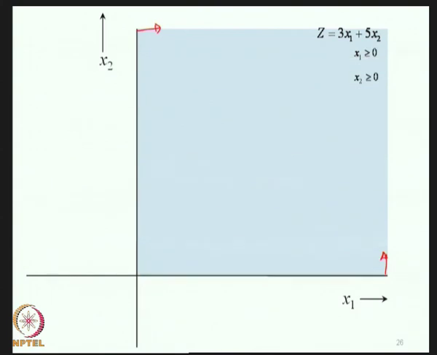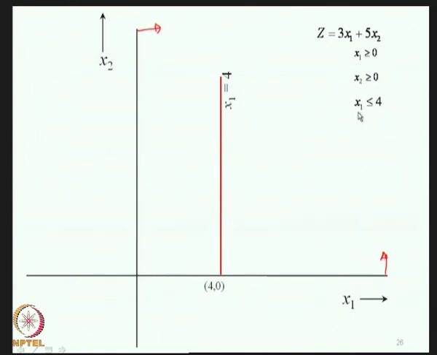Therefore, I mark the first quadrant. So, the solution has to lie in the first quadrant here, because of x1 greater than or equal to 0, x2 greater than or equal to 0. Then I look at the conditions. We have the condition x1 less than or equal to 4. To mark this condition, I take x1 equal to 4, because I want to increase x1, and I am putting a bound of x1 equal to 4. x1 cannot be greater than 4. So, x1 cannot exceed beyond 4.